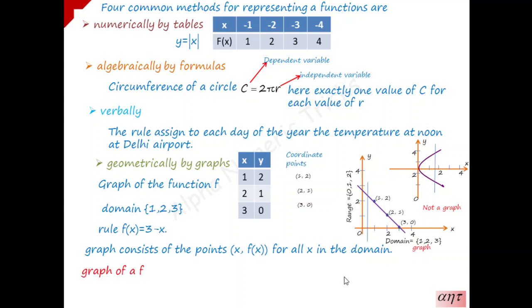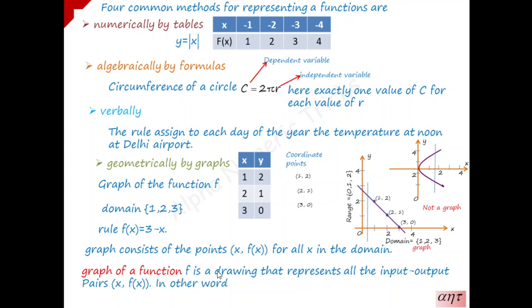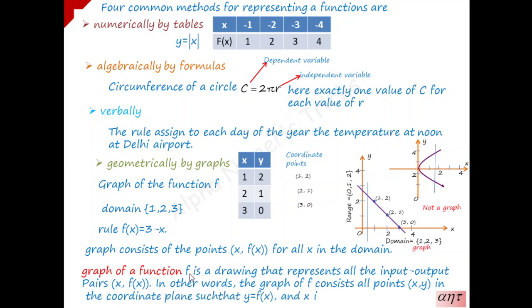Okay, definition of the graph we will see. What is the definition of the graph of a function? Graph of a function is a drawing that represents all the input-output pairs. In other words, the graph of f consists of all points x, y in the coordinate plane such that y is equal to f of x, and x is in the domain of f.